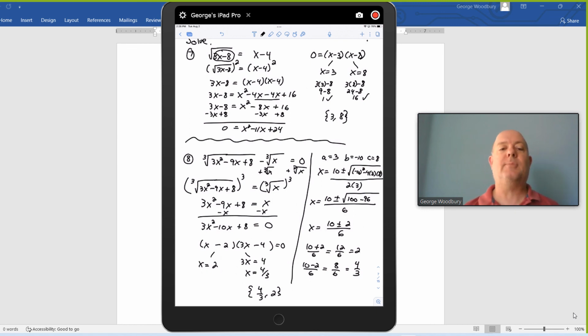In the next video, we'll take a look at some problems involving radicals where we're going to have to actually square both sides twice. And we'll show you that in the next one.